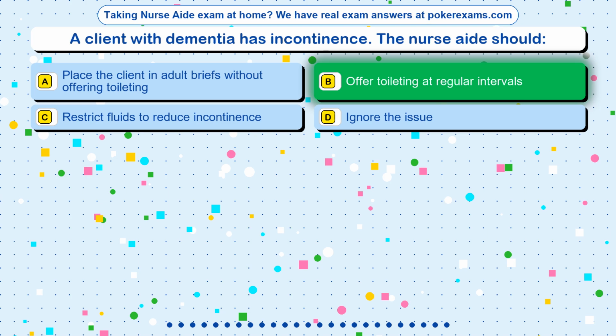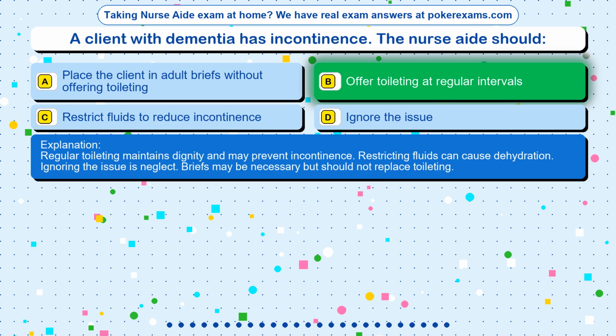The correct answer is option B, offer toileting at regular intervals. Regular toileting maintains dignity and may prevent incontinence. Restricting fluids can cause dehydration. Ignoring the issue is neglect. Briefs may be necessary but should not replace toileting.